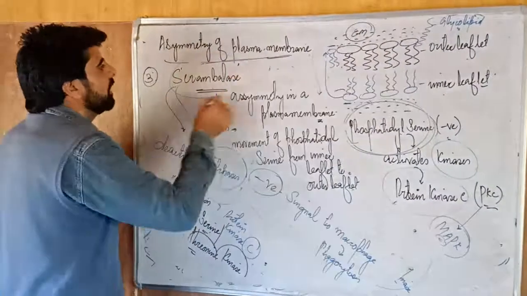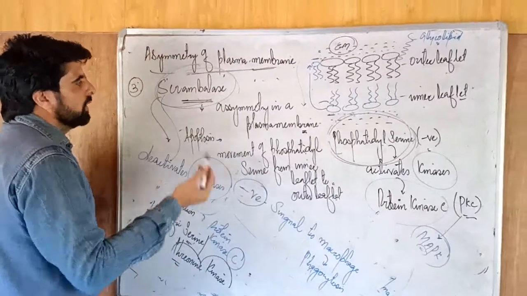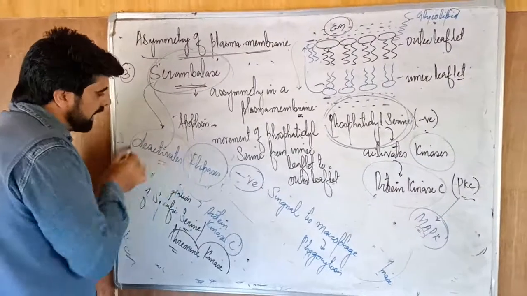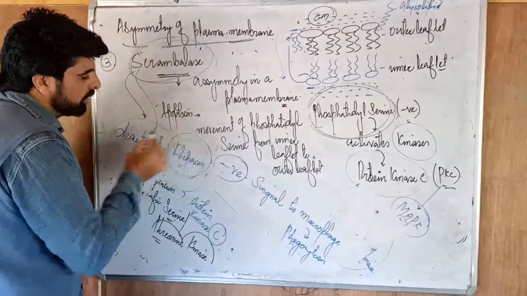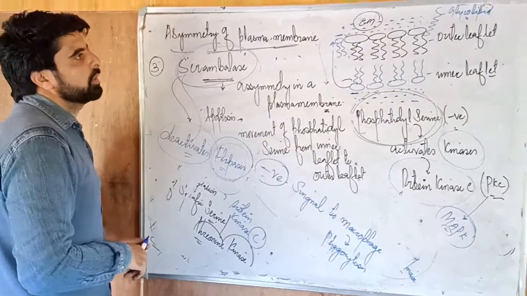This is scramblase, which also performs the function of apoptosis by deactivating the enzyme known as flippase. This is all about today's lecture. We will discuss lipid diets tomorrow.